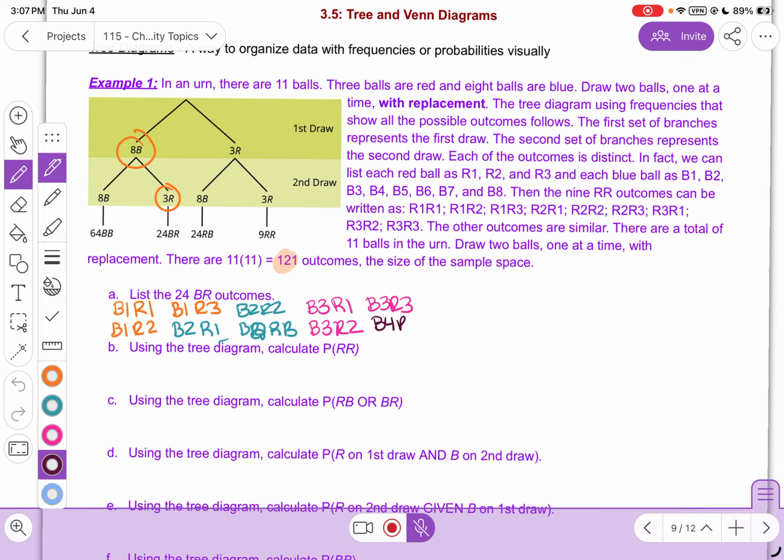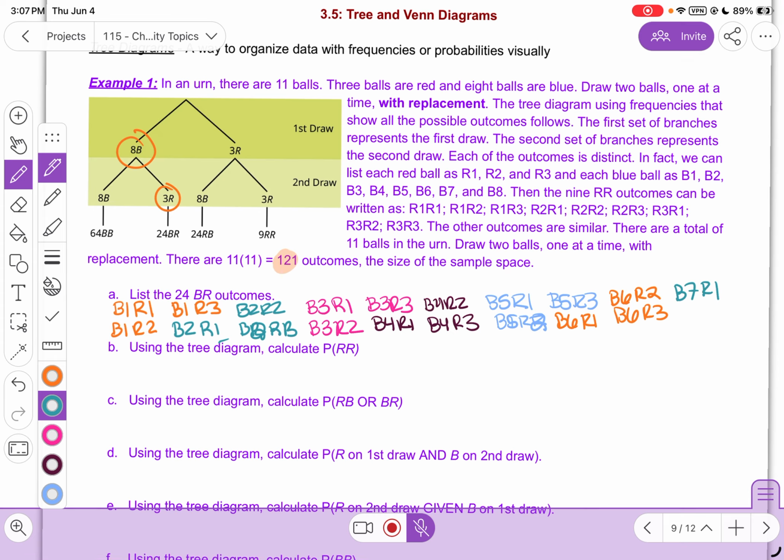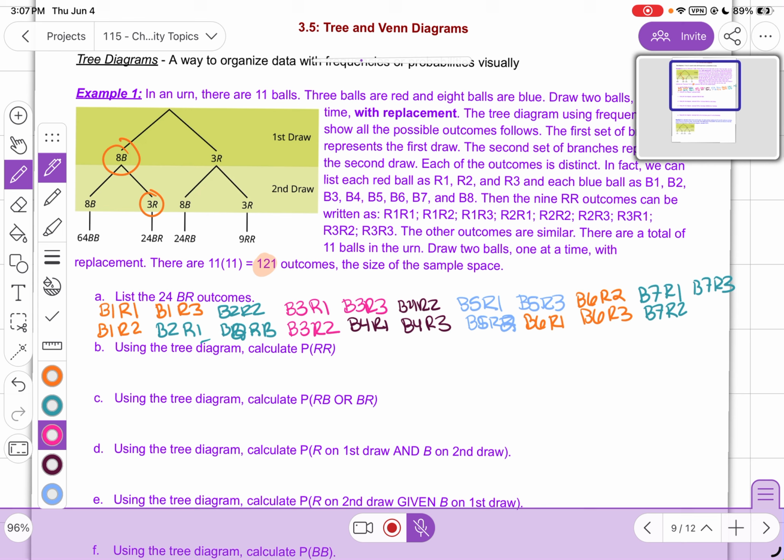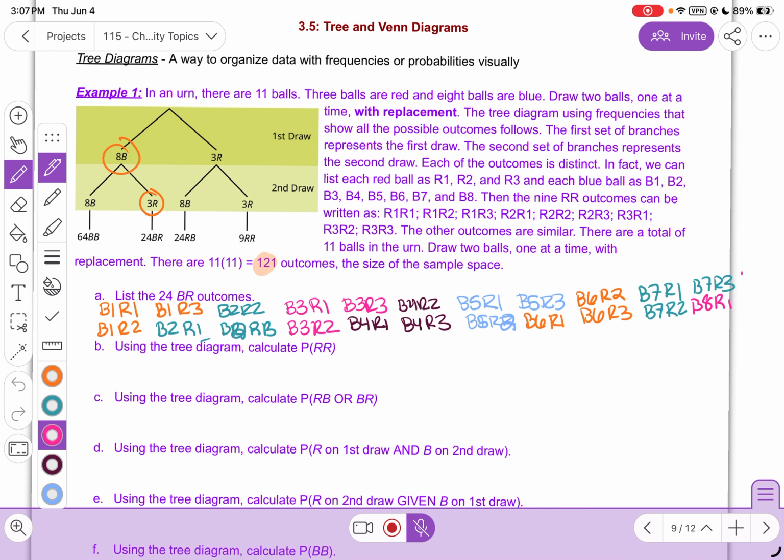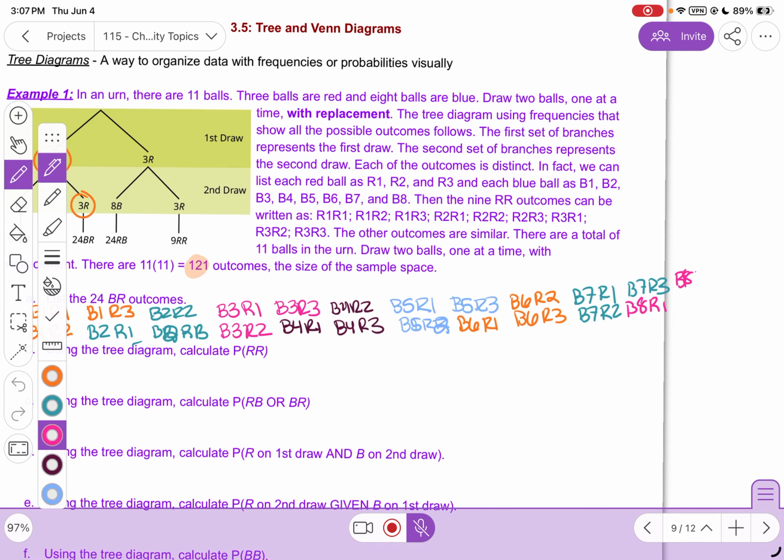Then blue 4, red 1, blue 4, red 2, blue 4, red 3, blue 5, red 1, blue 5, red 2, blue 5, red 3, blue 6, red 1, blue 6, red 2, blue 6, red 3, blue 7, red 1, blue 7, red 2, blue 7, red 3, blue 8, red 1, blue 8, red 2, or blue 8, red 3.